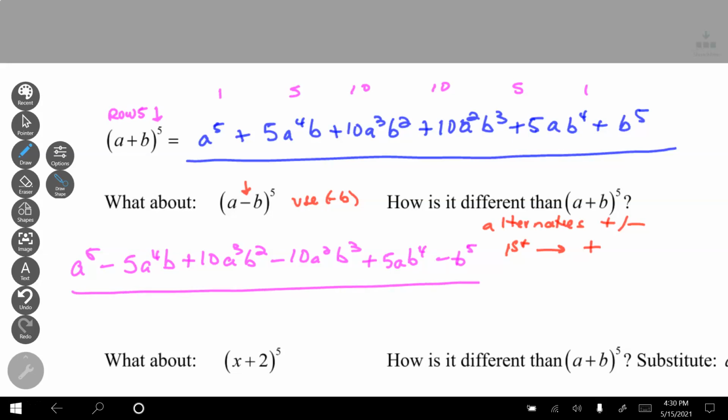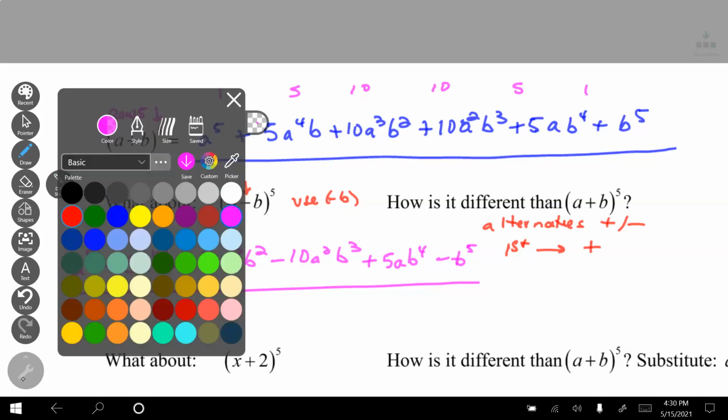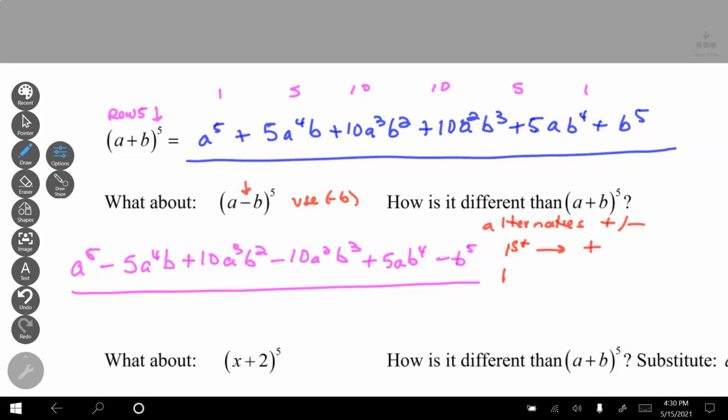That's my final result. And the one thing I do see here is that when I have b raised to an odd number, I have a negative sign. Look at that: b raised to the 1st, b raised to the 3rd, b raised to the 5th. They had odd exponents, and b raised to an even power had a plus sign.